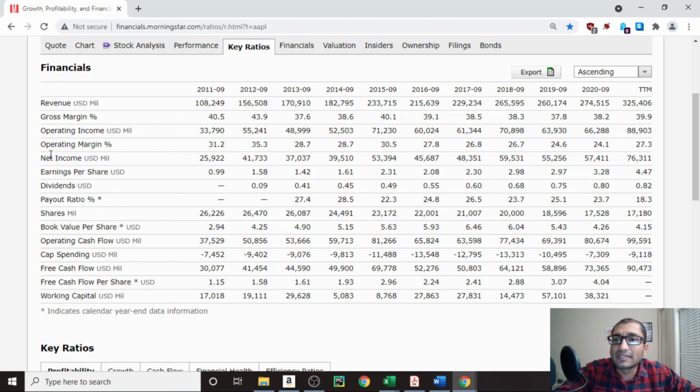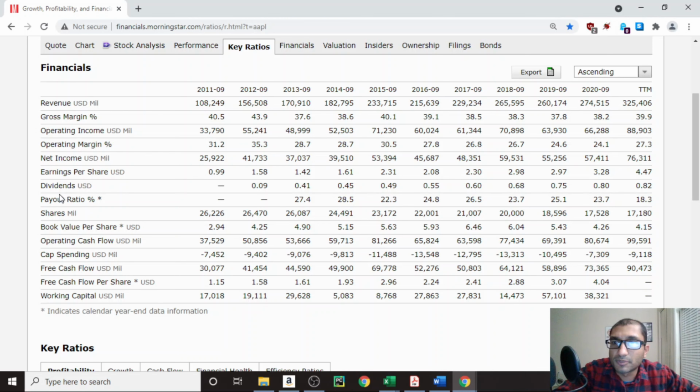Next, looking at the net income. The net income is the bottom line of the income statement. This is the amount of money that's left with the company once it has paid for the cost of goods, operating expenses, non-operating expenses, interest on its debt obligations, and taxes. Back in 2011, Apple's net income was about $26 billion, and for the year 2020, it was about $57 billion. Over the past 10 years, Apple's net income has been trending upwards.